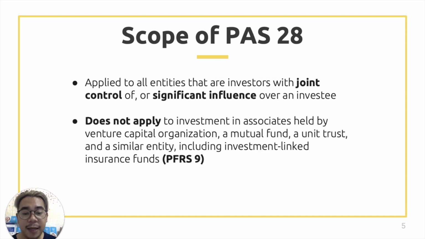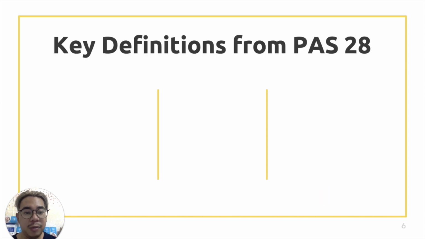It does not apply to investment in associates held by venture capital organization, a mutual fund, a unit trust, and a similar entity, including investment-linked insurance funds. Because all of them are to be governed by PFRS 9 financial instruments. So, we will discuss some key definitions from PAS 28.